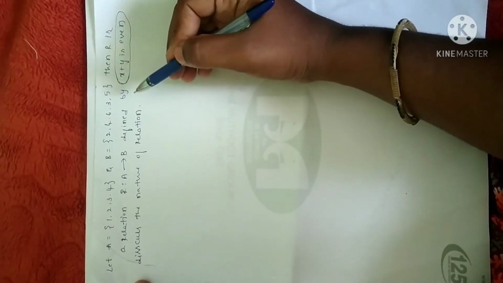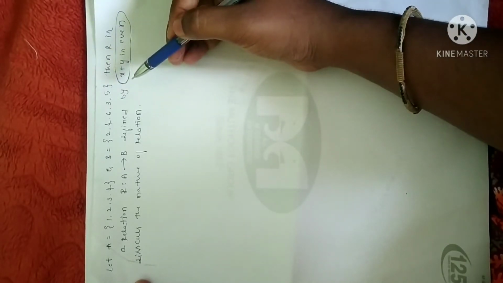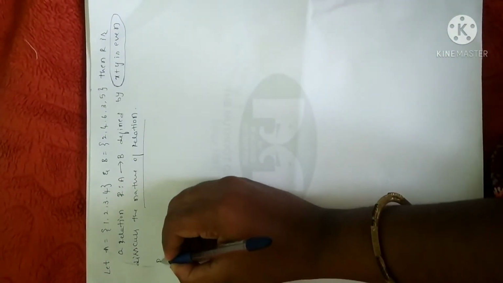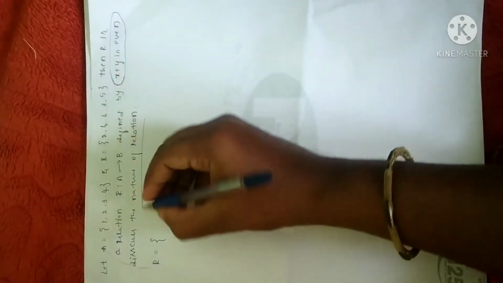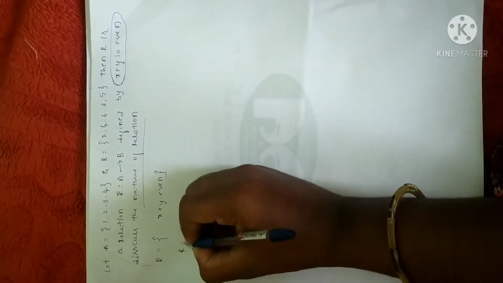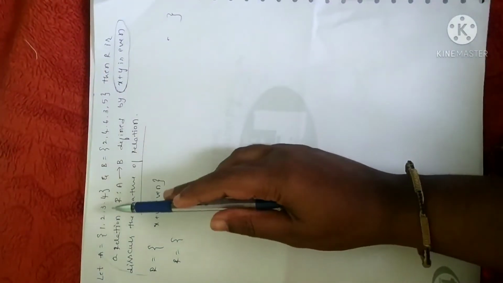So in this case the relation is not directly defined to us, but they asked us to write the relation and find the nature of the relation. So how can I write the relation? The relation given is x plus y should be even. So we have to write the ordered pairs of the relation such that the elements in the ordered pair, when you add them, should be even. I'll give you one example.